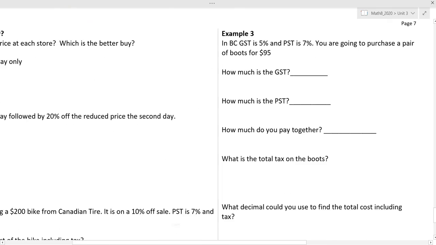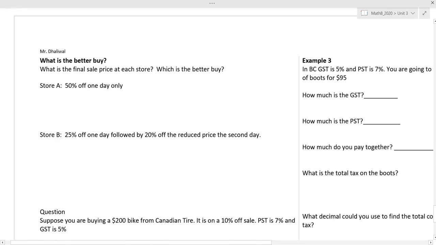Okay. So using that logic on the back side of the page, no price of the items given here. We just say, hey, store A is giving you 50% off. And store B saying it's doing a 2-day sale. 25% off the first day, 20% off the second day. Can you tell me which store is giving you a better deal without doing any calculations? Right? Just your gut, which one's giving you a better deal? All right? Right? Which store is giving you a better deal?